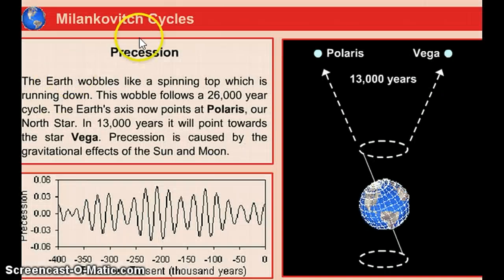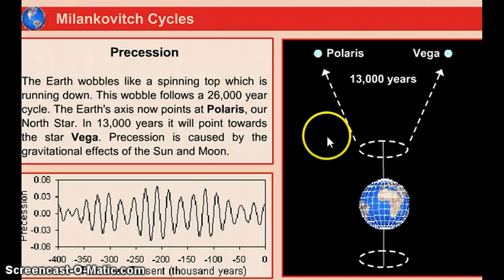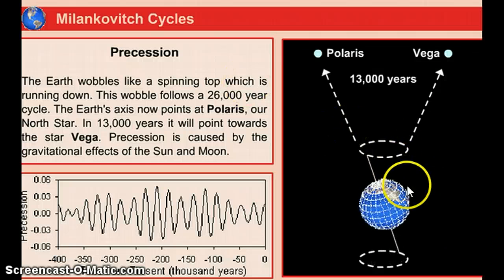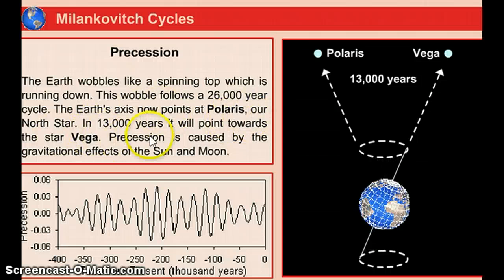And the last of the Milankovitch cycles is called precession. The Earth wobbles like a spinning top which is running down. This wobble follows roughly a 20 to 25,000 year cycle. The Earth's axis now points at Polaris, our North Star. But every 13,000 years, halfway through its total cycle, it points toward the star Vega. So precession is caused by the gravitational effects of both the sun and the moon. So we're kind of playing this like a tug of war of gravity.